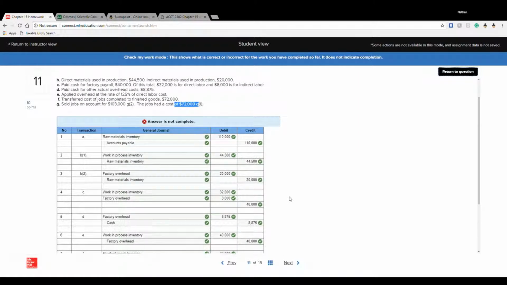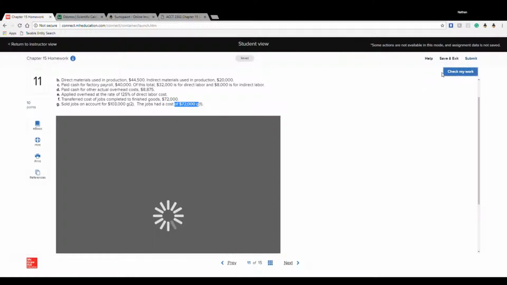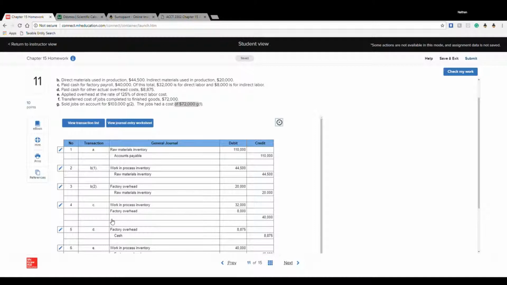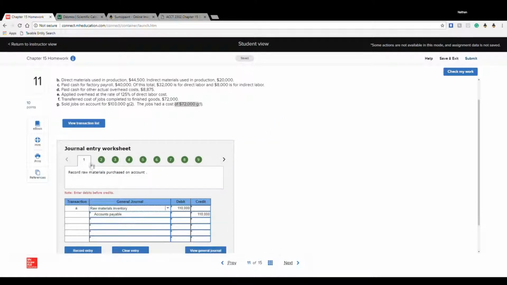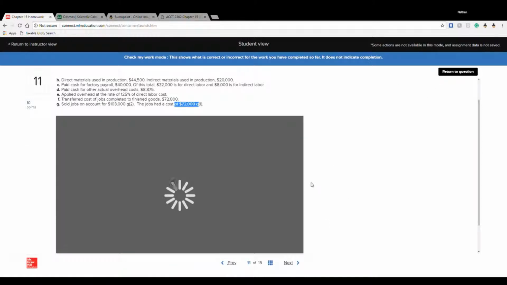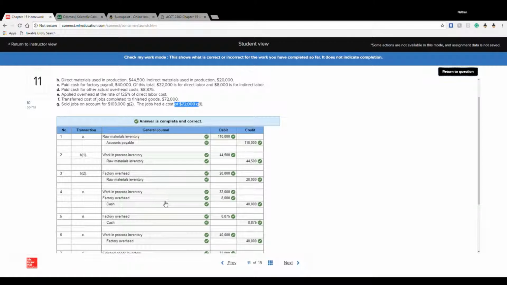Let's check something. This is now saying answer is not complete. Did we miss something? I did. Look at that. I missed a journal. I was talking about it and I didn't put it in. And that's our cash right there. So we'll go ahead and fix that real quick. So that was, which one? Right here. And that's why you always check. Double make sure. I just happened to be talking about it and I just forgot to put it in. But there it is, and now it's completely correct.